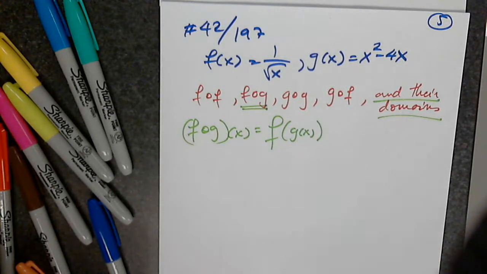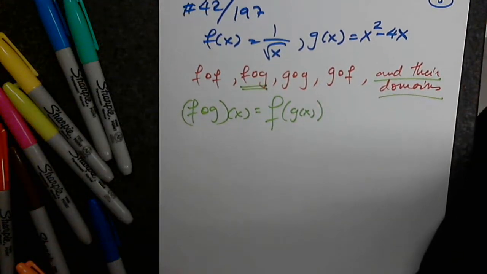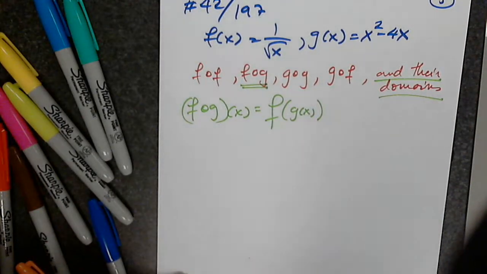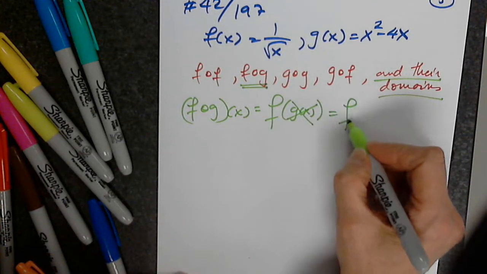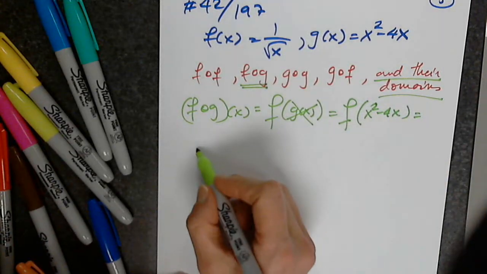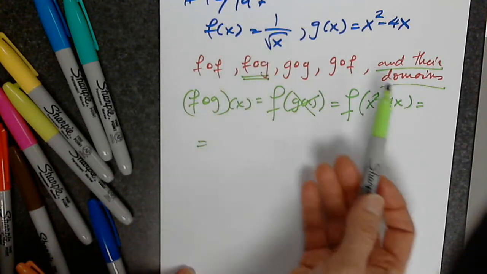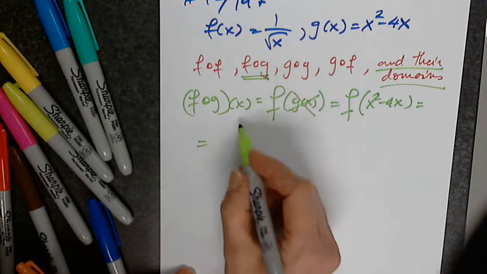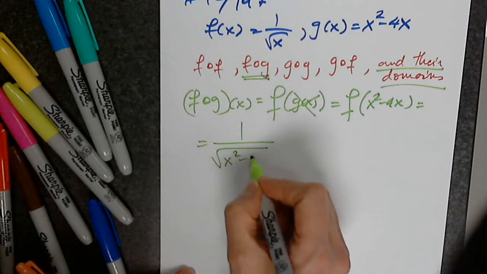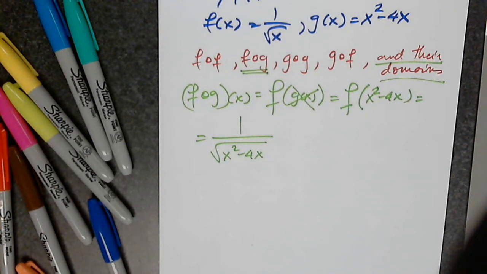We know this from a previous course, right? Good. Now don't cross it out like that, I'm just trying to make a point. So I have f applied to x squared minus 4x. And all I have to do now is replace in f its variable by this. So this will be 1 over the square root of x squared minus 4x. And that is done. Now you can say, let's find the domain of this function.